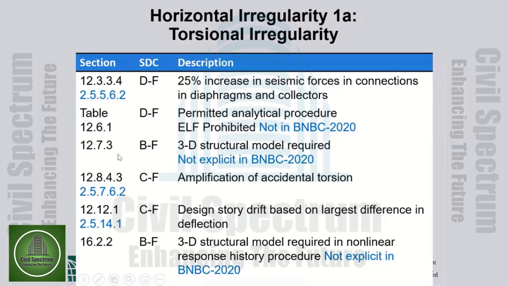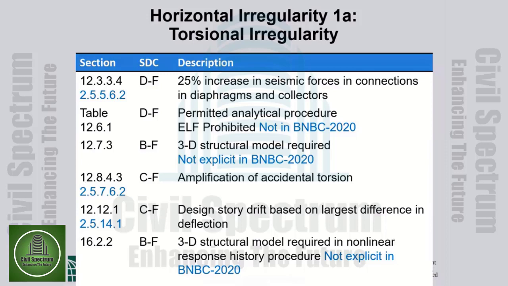Then 1273, this column tells you where the restriction applies, design category B through F. 3D structural model required. If you have torsional irregularity, I think it is almost common sense that you will need a 3D model. I said it is not explicitly said in BNBC 2020, but I'm not sure. I may have missed it. It may be said there. In any case, you need 3D, whether it's explicitly said or not. Torsional irregularity, you cannot do a 2D analysis. Doesn't make any sense.